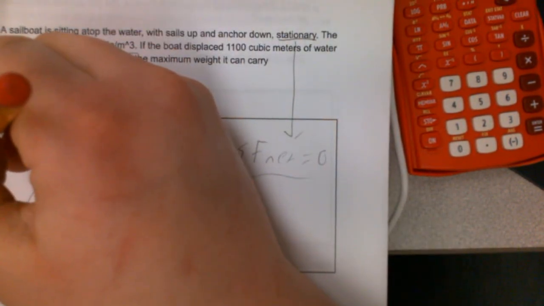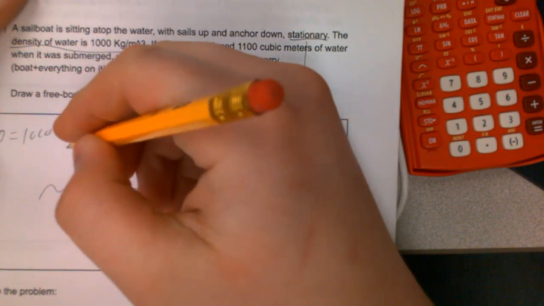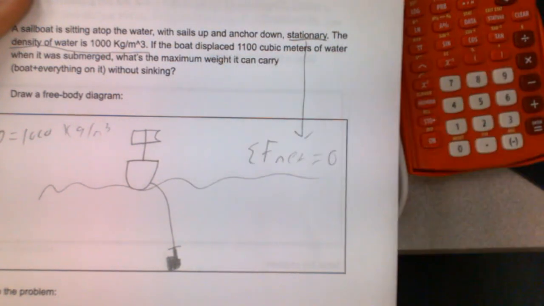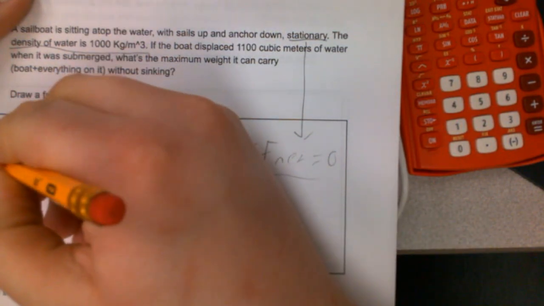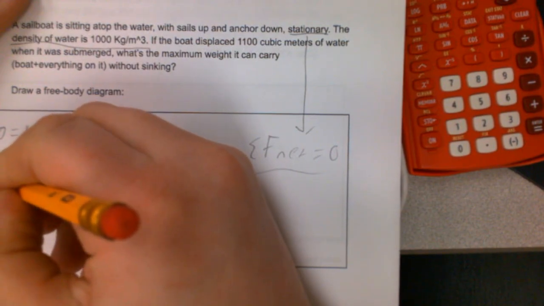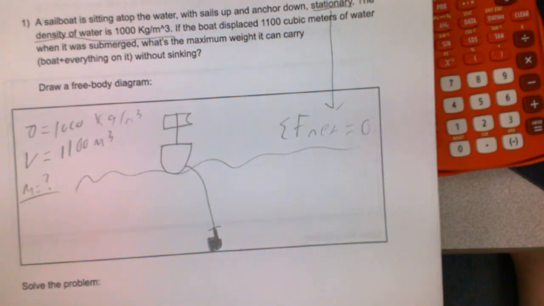We know the density of water is 1,000 kilograms per cubic meter, so density equals 1,000. We know that it's displaced 1,100 cubic meters of water. That's Archimedes' principle. Displacement means volume. And we're looking for maximum weight, of course, being mass. There we go. So, in this problem, we've got this information from the problem. That's cool. Now let's go ahead and take a look at what forces we have acting here.